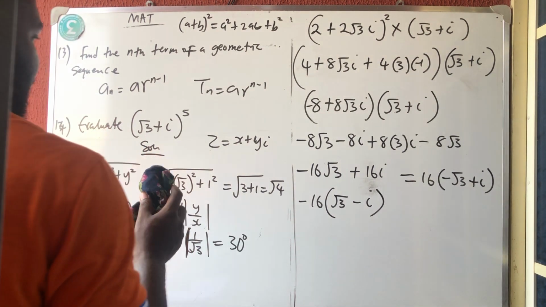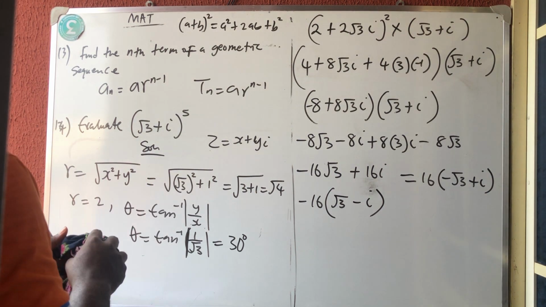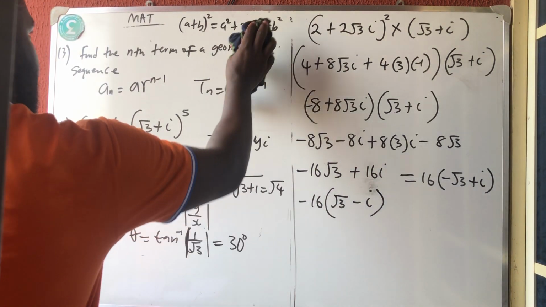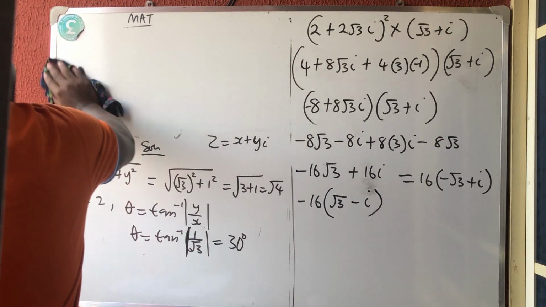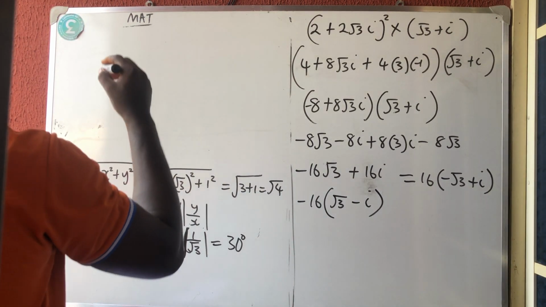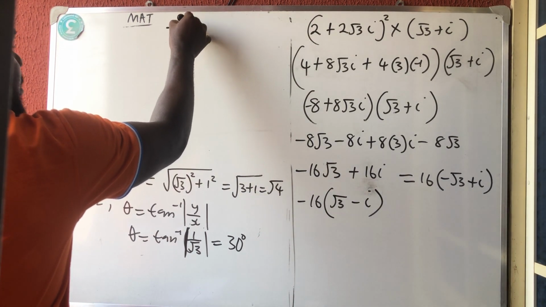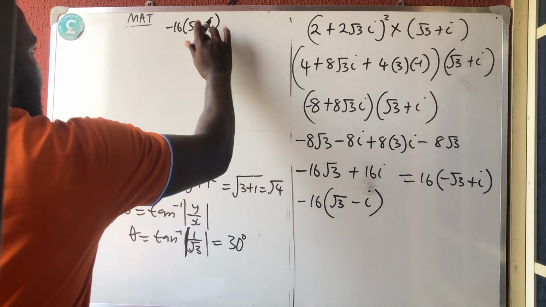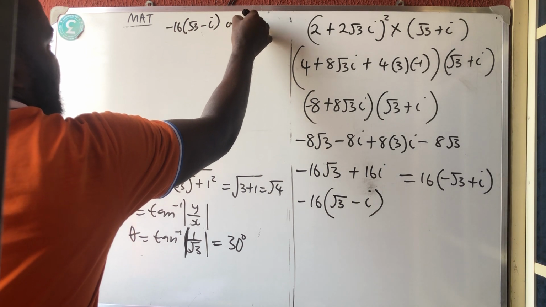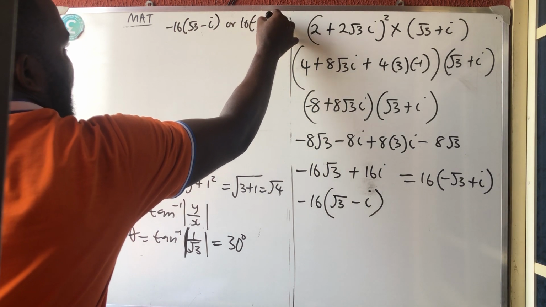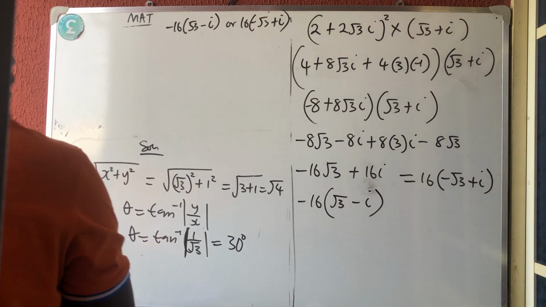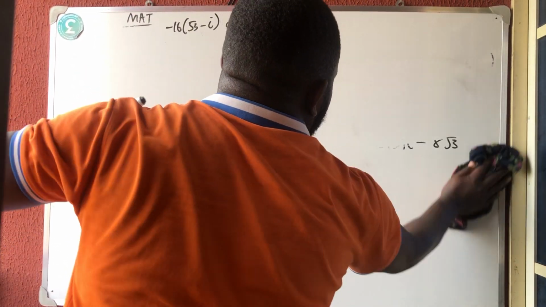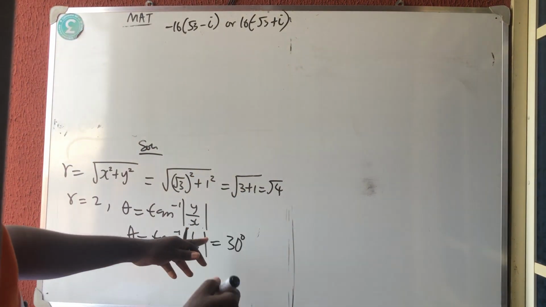Okay, so since my angle is 30 degrees, I want to leave this answer so that you will see that they are the same thing. Let me write the answers out. The answer I got is either minus 16 root 3 minus I, or 16 into minus root 3 plus I. Okay, so let me clean here. So now I have gotten my r and my theta.